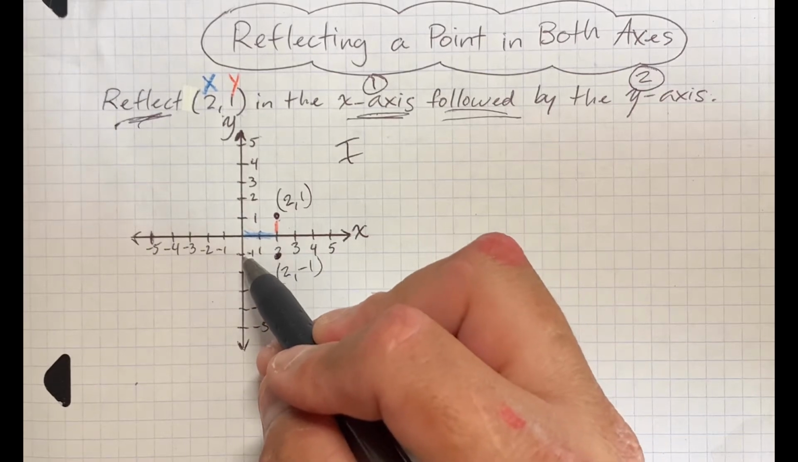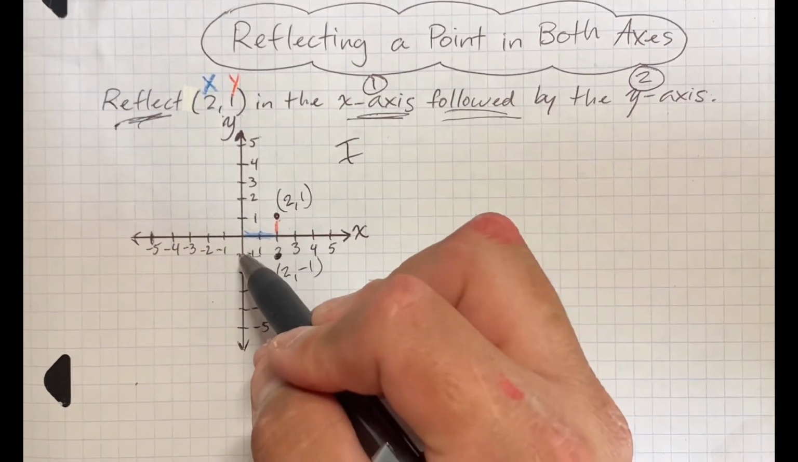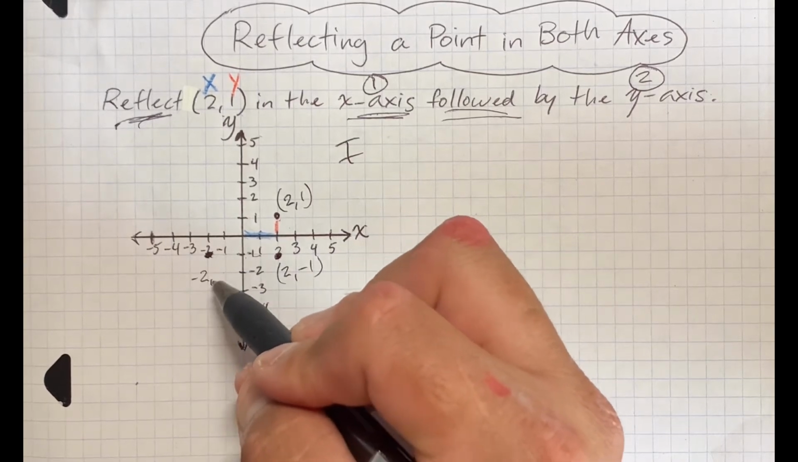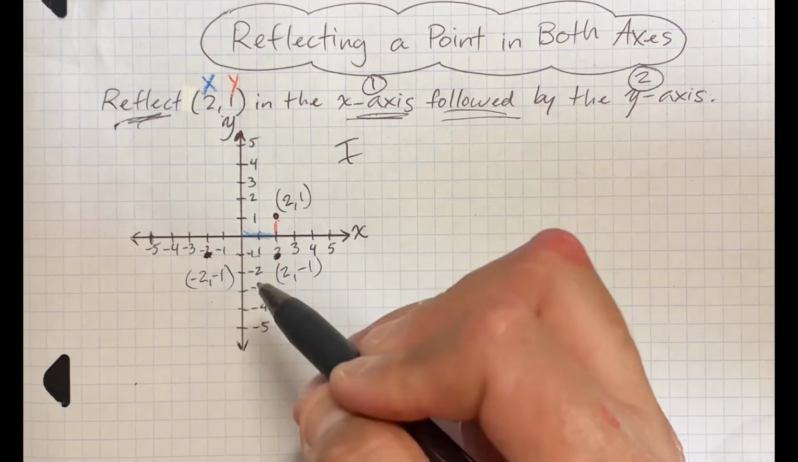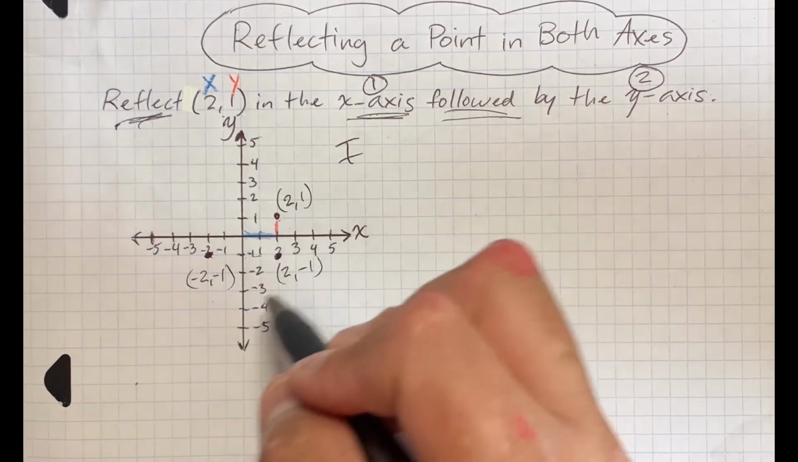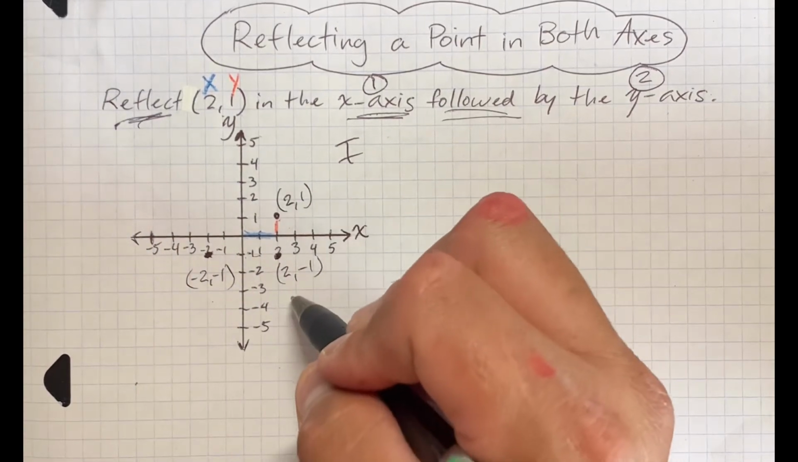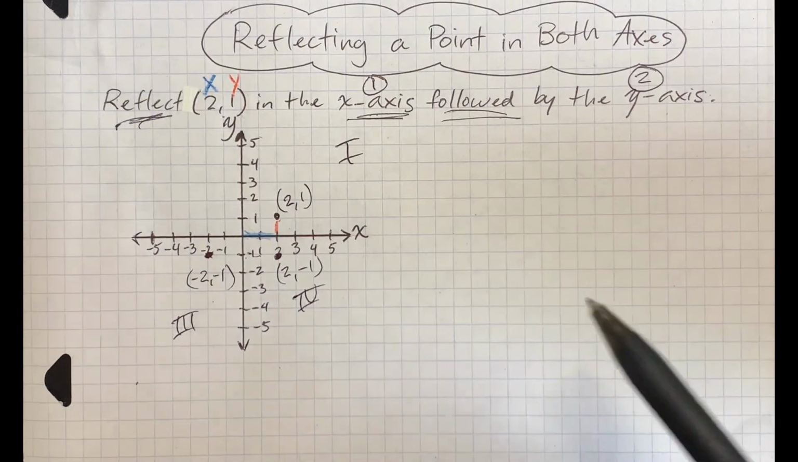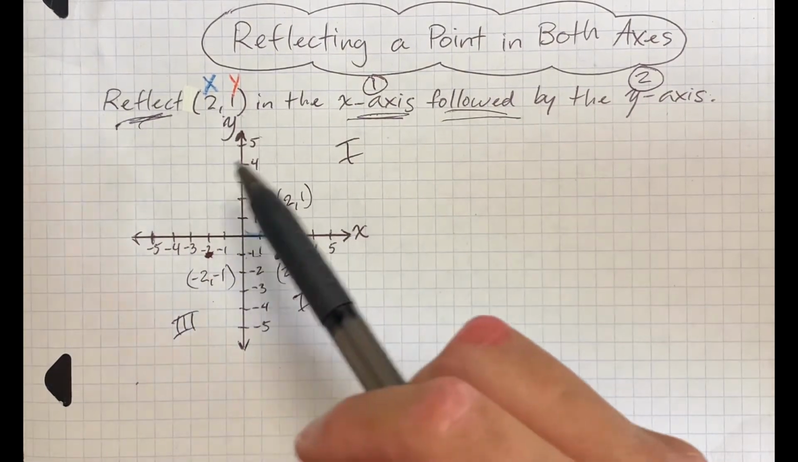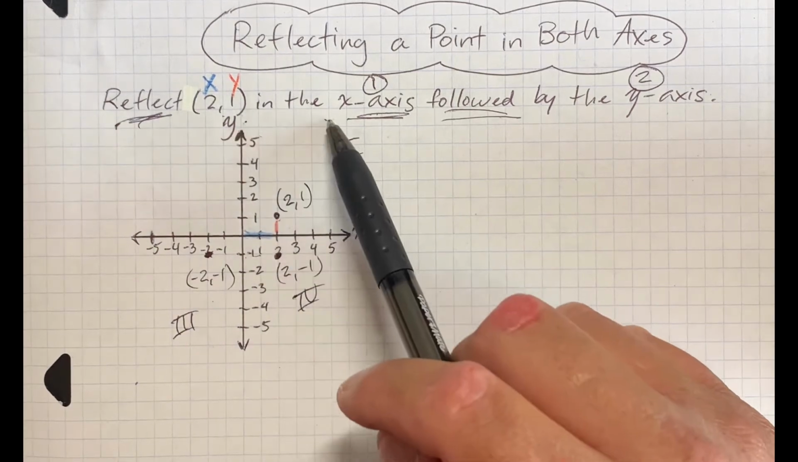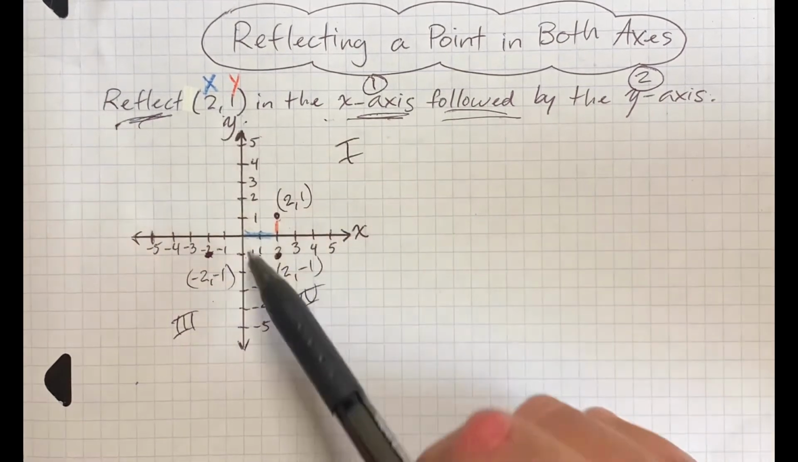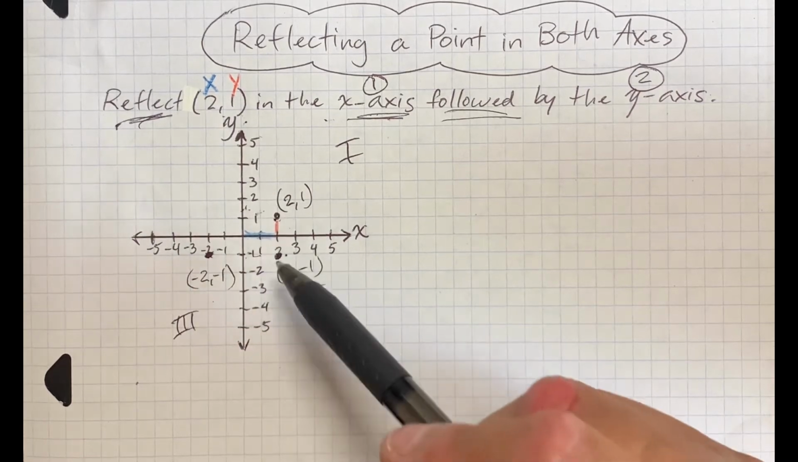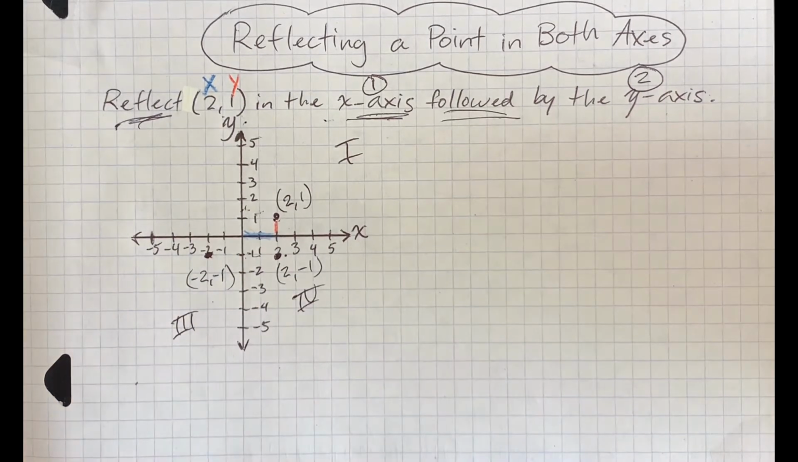So we go 1, 2 spaces over. So 1, 2, boom, right here. So this is going to be -2 and -1. So there we go, and we reflected that. Here's quadrant 4 and quadrant 3. All right, there you go. And you, my friends, just reflected 2 and 1 on the x-axis and the y-axis. So we plotted there, reflected it over the x-axis, and then reflected it over the y-axis.